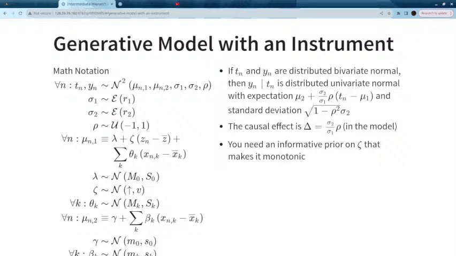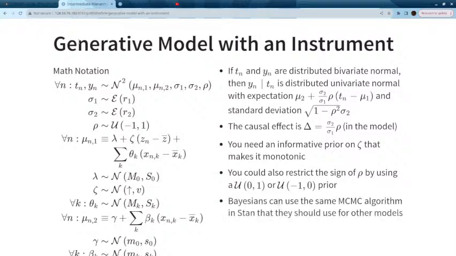You could very well restrict the sign of the correlation. So usually there would be some theory as to whether the correlation of the errors would be positive or negative. Here I just let it be uniform between -1 and 1, which is also maybe okay, but maybe not as informative as we could be.